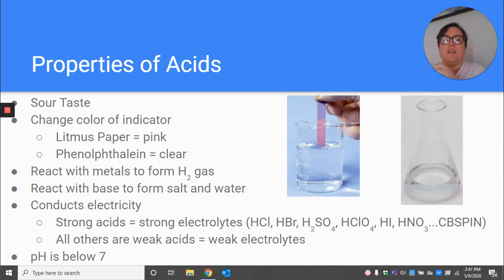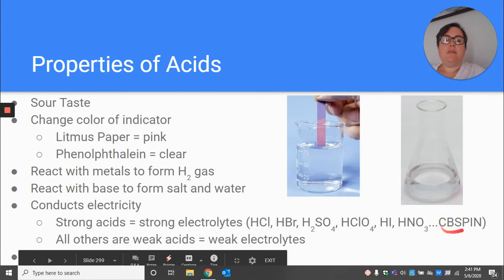Strong acids, there are 6 of them that you would have to know: hydrochloric acid, hydrobromic acid, sulfuric acid, perchloric acid, hydroiodic acid, and nitric acid. Now, if you're taking DP next year, you will have to memorize those 6. I like to remember them using CB spin. So you have hydrochloric, hydrobromic, sulfuric, perchloric, hydroiodic, and nitric acids.